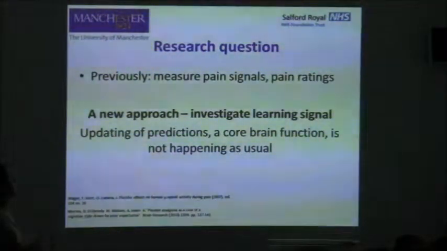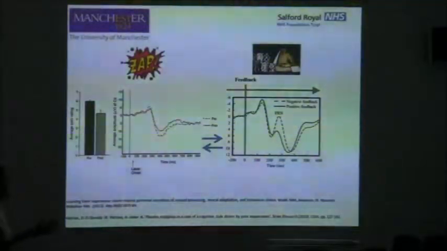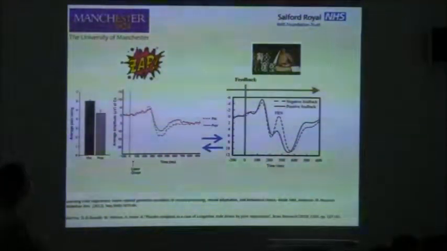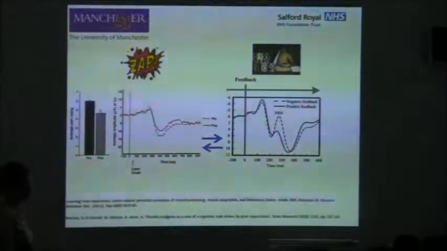So this leads me on to my research question. A lot of research has measured pain ratings, pain signals, all of these things to try and understand what is happening under placebo analgesia. I want to take a new approach to this and actually look at this learning signal, the FRN, because our updating of predictions, this really important function, is somehow being altered or interrupted under a placebo analgesic paradigm. I've shown you these two plots before, but I want to put them together again. So I want to be looking at the learning signal on the right, but within a laser paradigm.